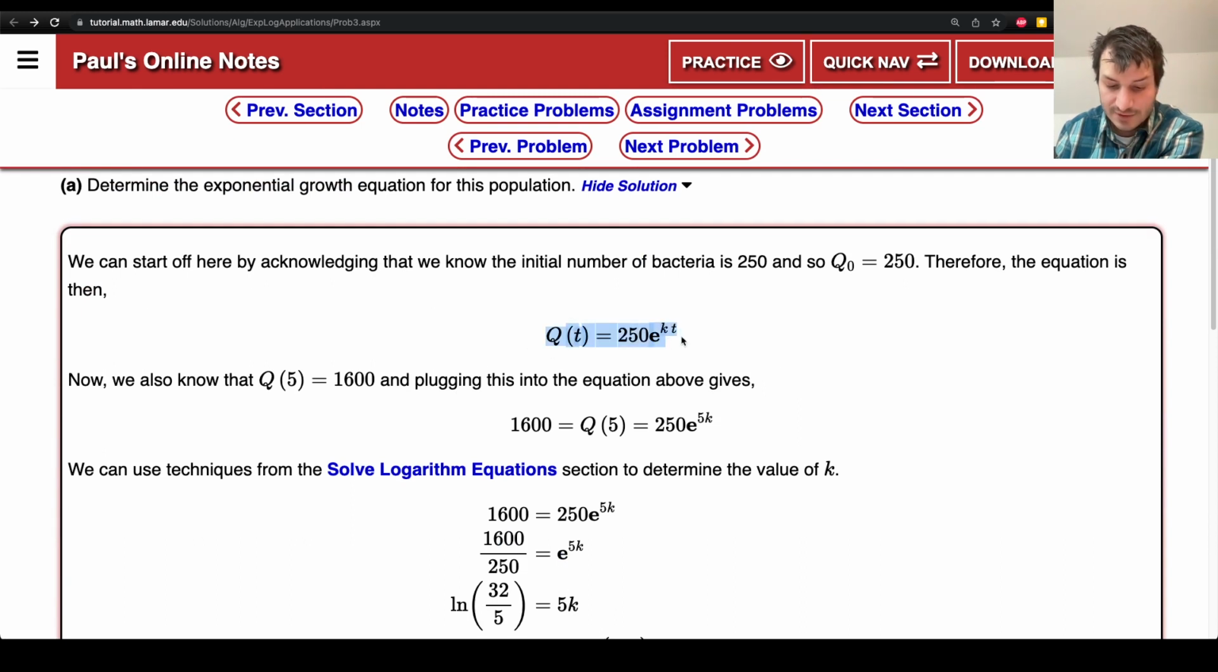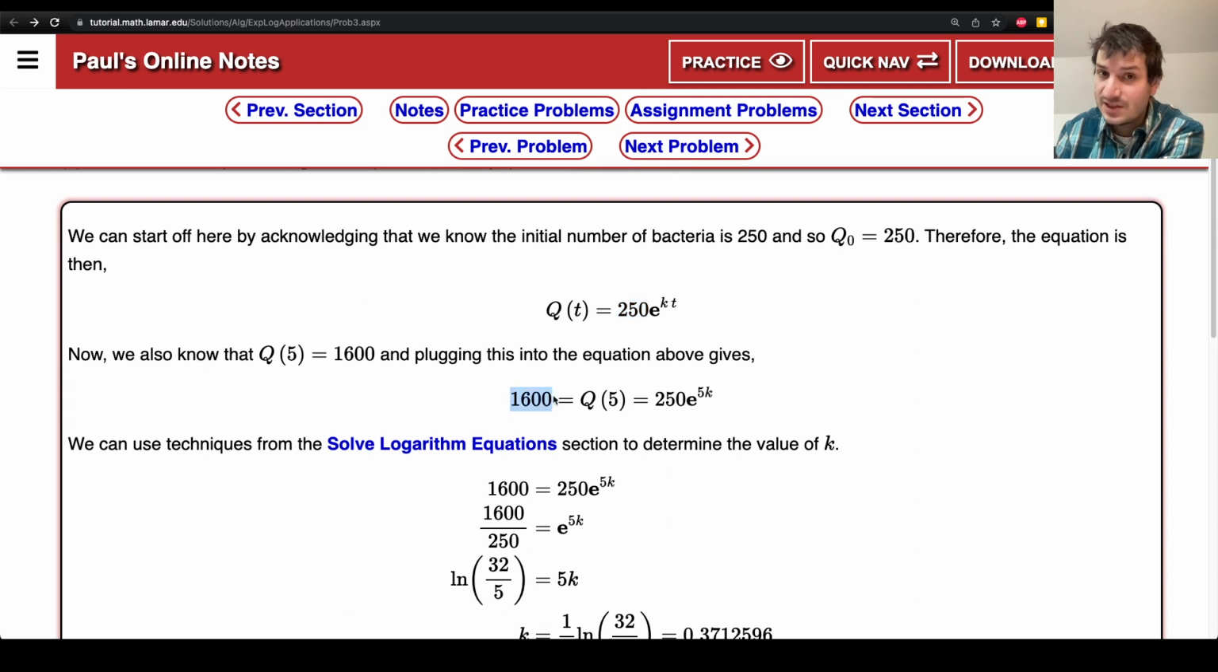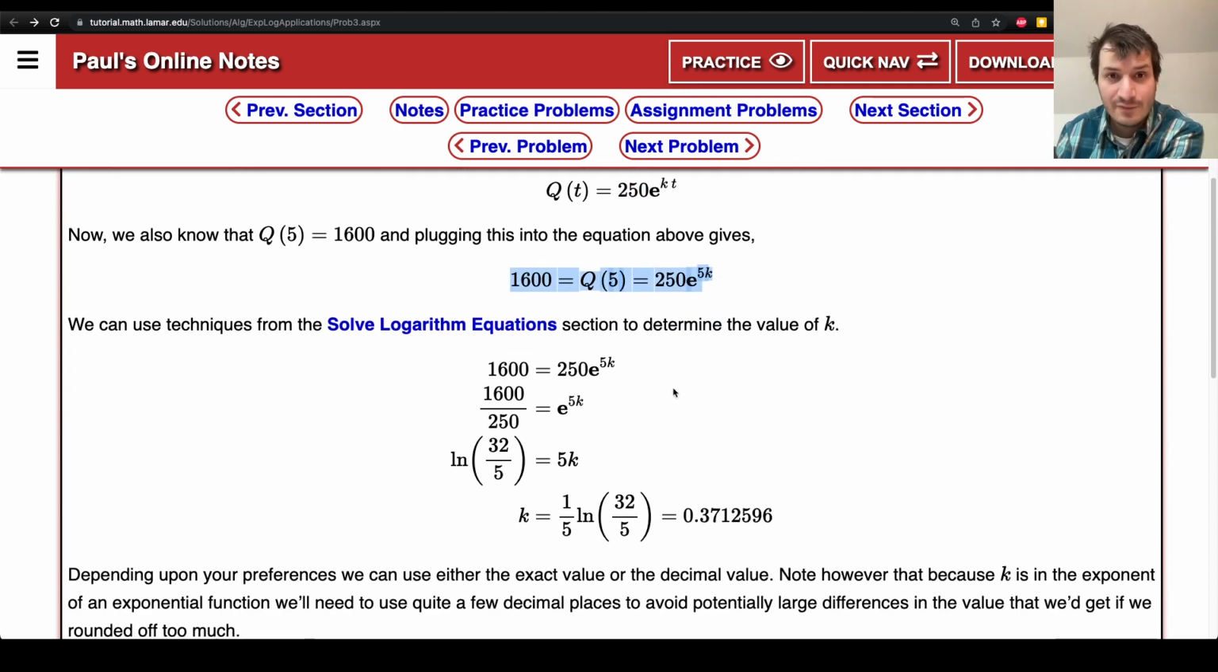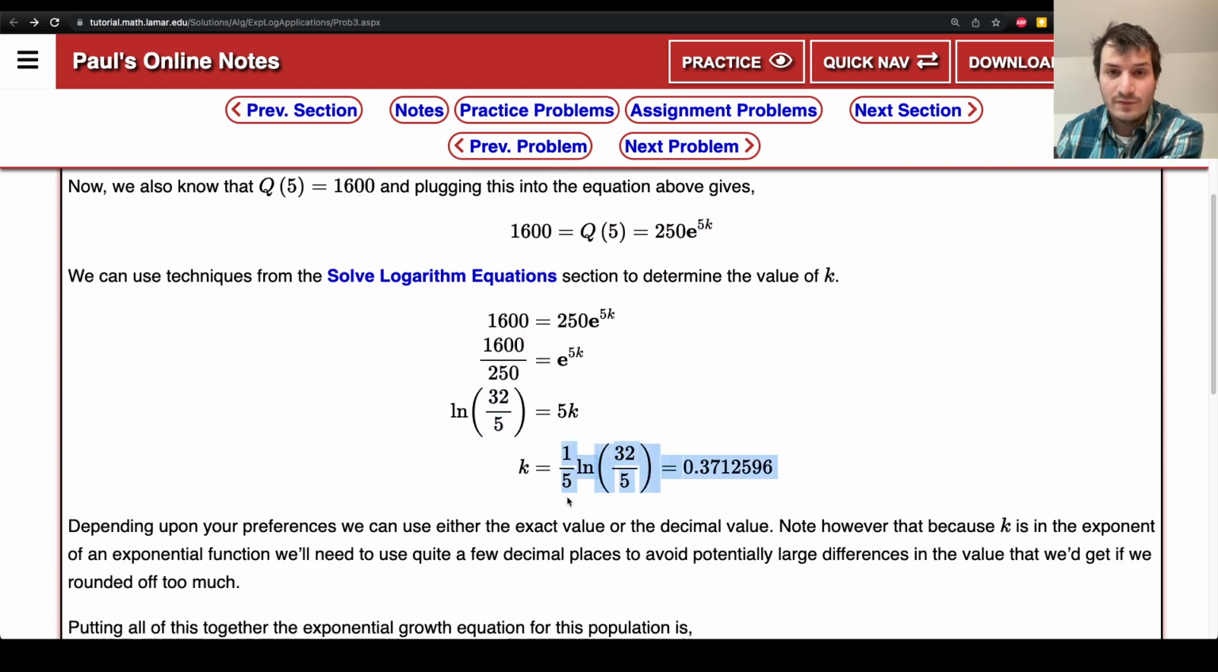So they said Q of t is 250 e to the kt. They used A0 as 250. 1,600 is Q of 5. That's what I was calling f. Then they did the same algebra I did. They did some simplifying, and they got 1/5 ln of 32 divided by 5. That's exactly 1,600 over 250, and it's 0.371. Okay, great. So we did it.